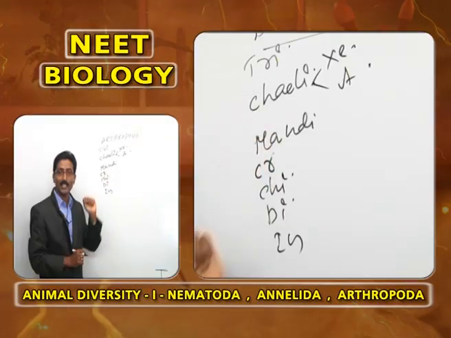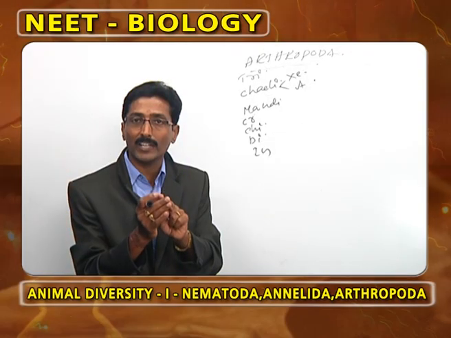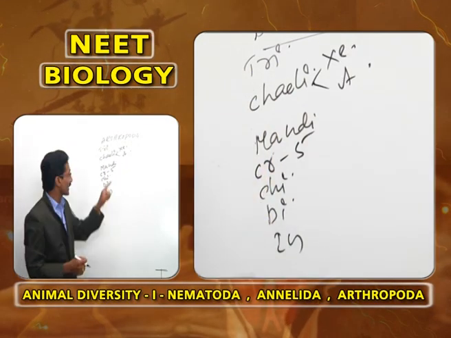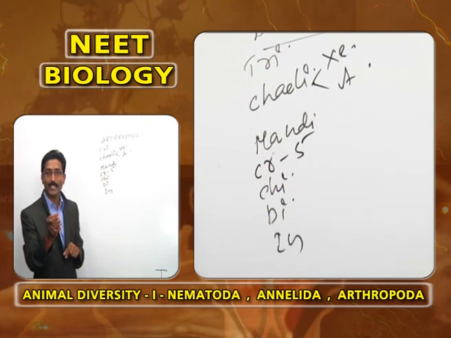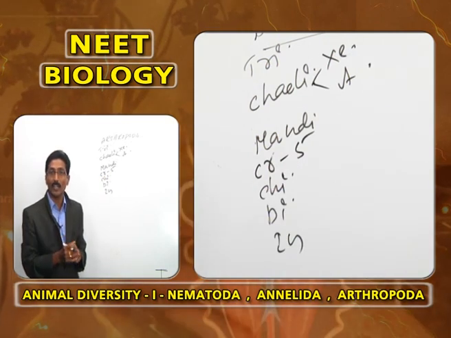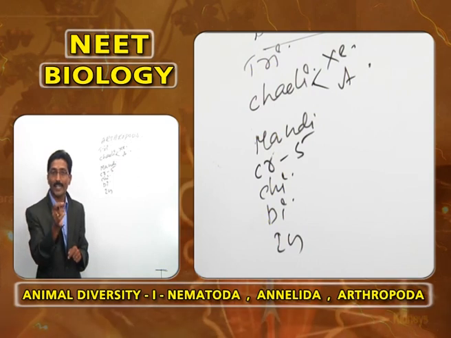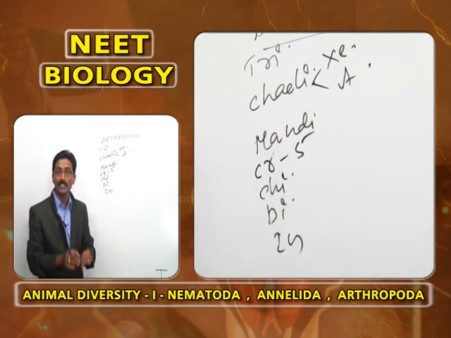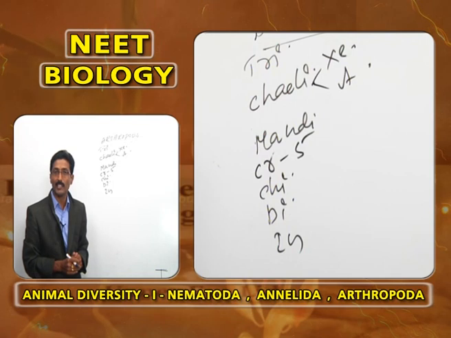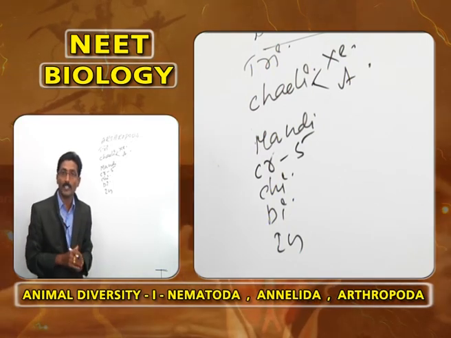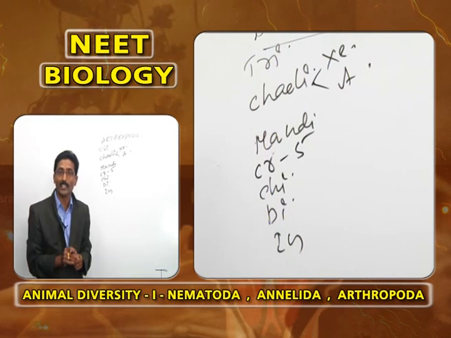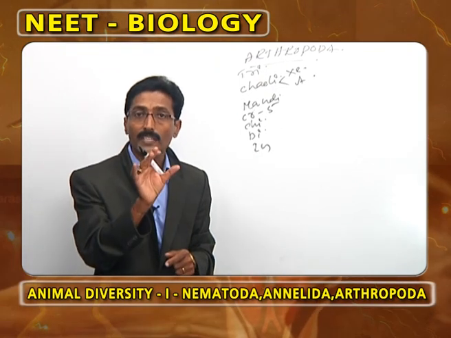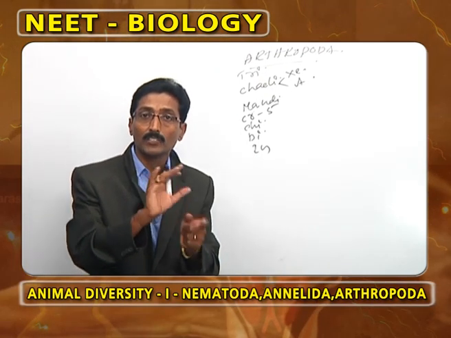Now, in the class Crustacea, the head and thorax are combinedly termed cephalothorax. In the head region, how many segments are present? 5. In the class Crustacea, what are the excretory organs? Green glands. Why are they called antennary glands? Because they are present at the base of the antennae. What is the important larval form in the class Crustacea? That is nauplius. Generally the respiration is brought about by gills. But in some crustaceans, the body is very, very small. In those animals, the exchange of gases takes place through the general body surface.